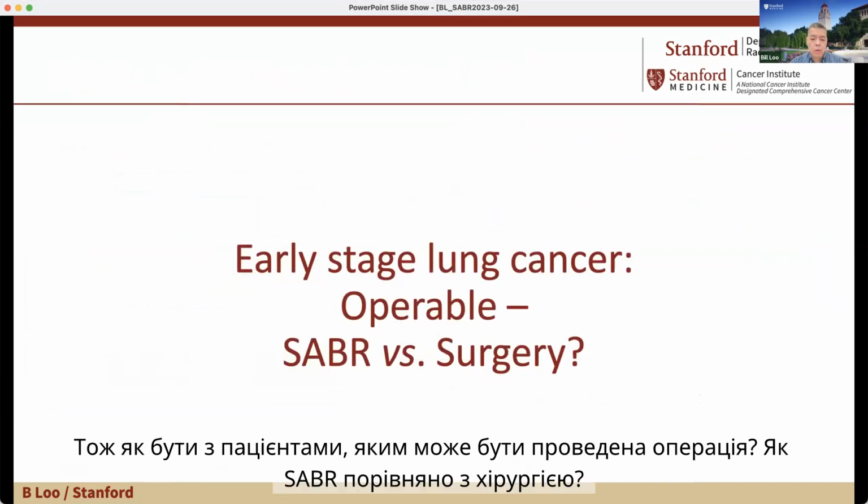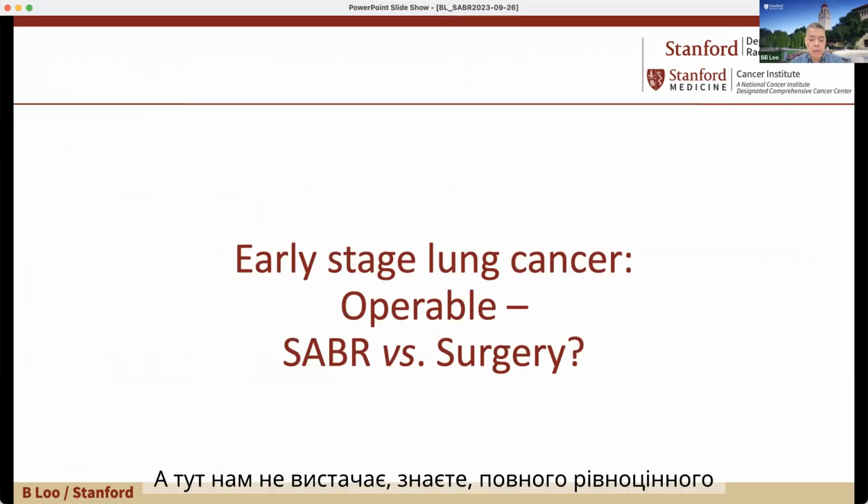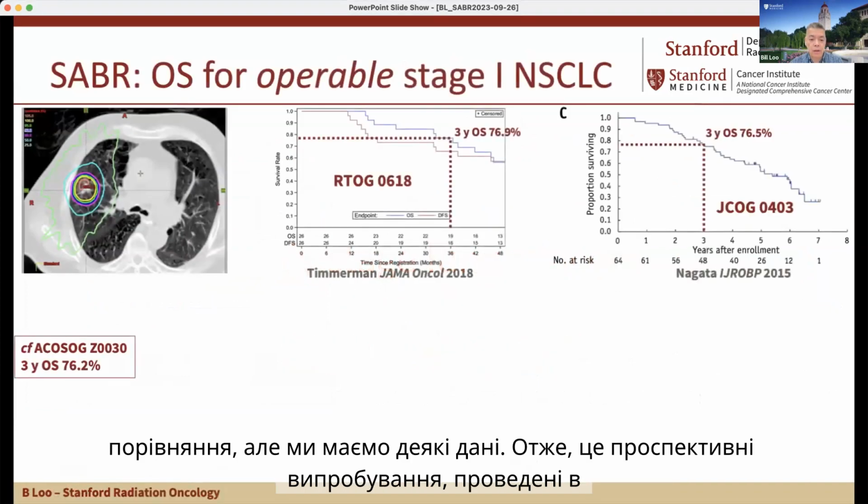Okay. So what about patients who could have surgery? How does SABR compare to surgery? And here we lack full head-to-head comparisons, but we have some data.